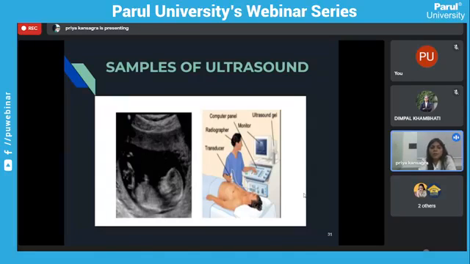As you can see, this is a sample of an ultrasound. There is the machine, the patient and the doctor, and a computer panel. Ultrasound gel is applied on the transducer to get a clear image. The skin transfers the echo signals to the transducer, the transducer sends them to our computer panel, and then we are able to see this picture.